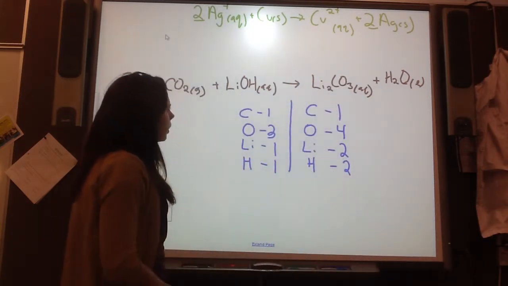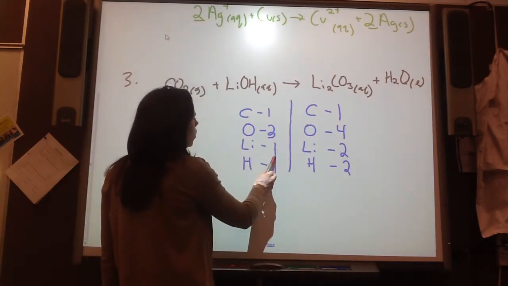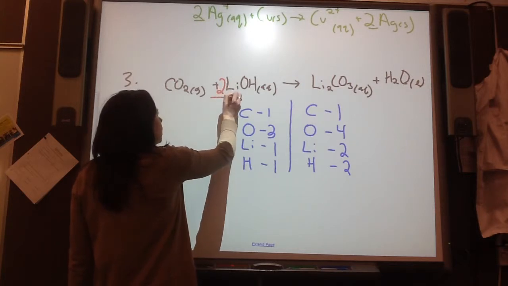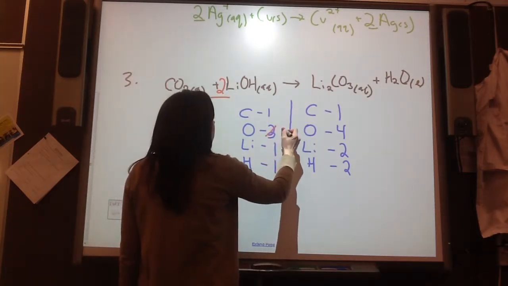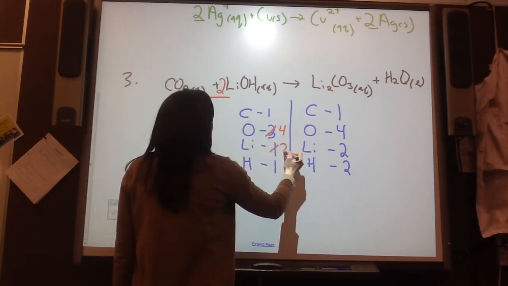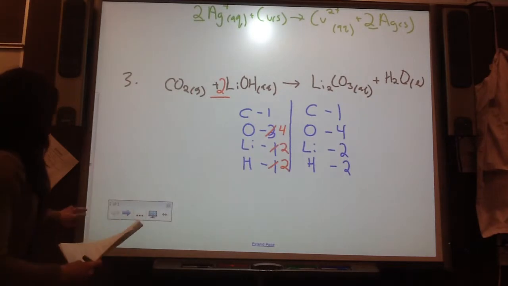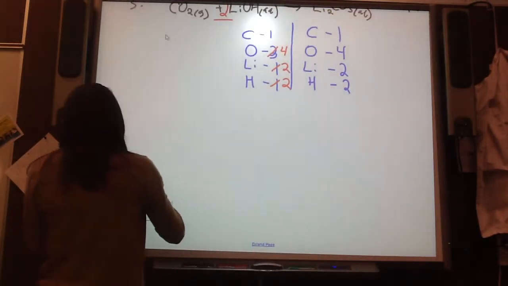So looking at things here, I need 1 more O, 1 more Li, and 1 more H. So if I put a 2 here, I have one of all those things that I'm missing. So here now I have 4, here I have 2, and here I have 2. So now it's good. So now let's write it out.